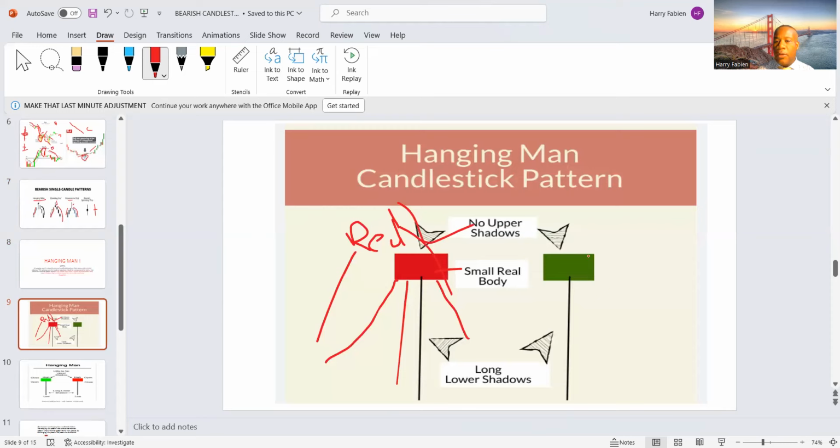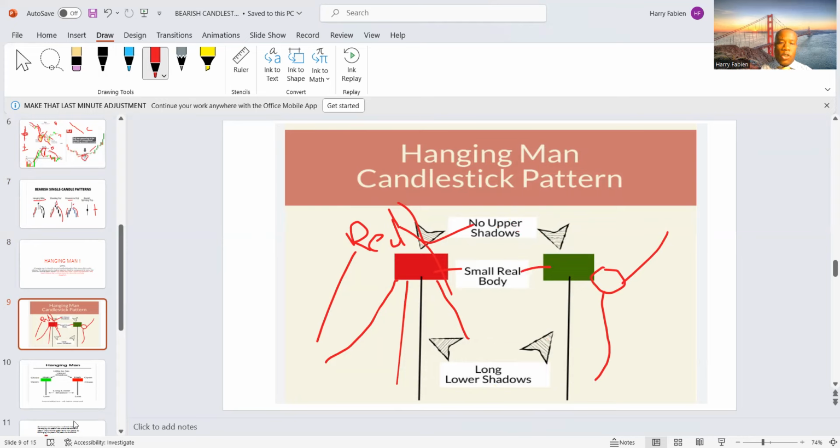This one is green for bullish, with a long tail and body, and it's not going to go up. So we call that no shadow. There's no shadow at the top, above, and a small body, which is this one, and a long lower shadow.